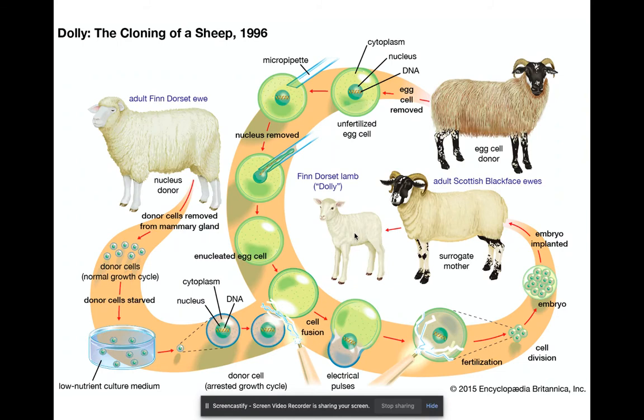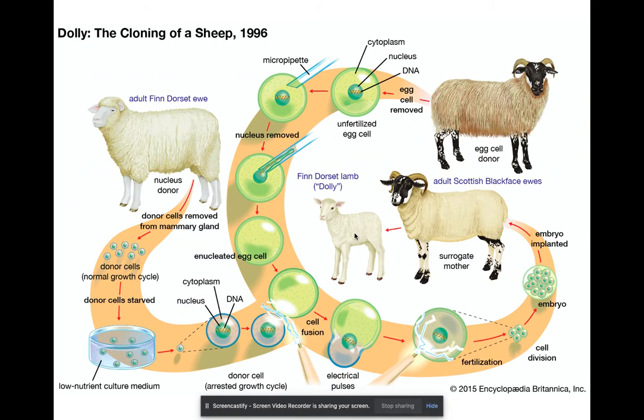So if you can see in this picture, they took this adult Finn Dorset ewe that's white, and they got body cells. Okay, so these aren't sex cells. They took some body cells from her udder, and matured those in a process, and then combined that with an egg cell from this Scottish blackface ewe. Okay, so if you can see in the top right-hand corner, the egg was removed, but then they actually removed the nucleus.